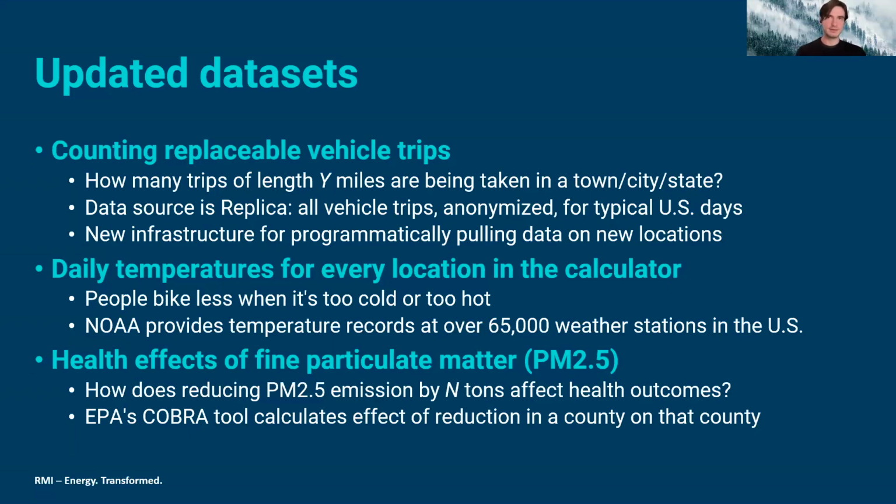Quantifying health benefits requires a model that considers regional airflow as well as health outcomes, because even if you're reducing pollution right where you are, pollution moves with airflows. So our solution was to use EPA's COBRA tool, which models the transport of pollution by airflow between counties, and is backed up by studies of the effects of pollution reduction on health outcomes. This is also a US-specific solution.